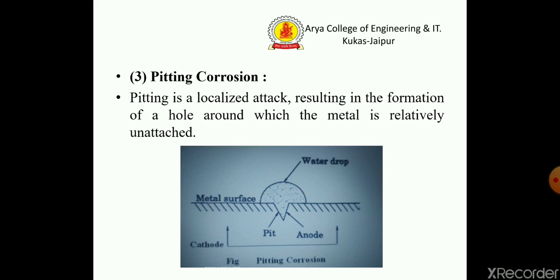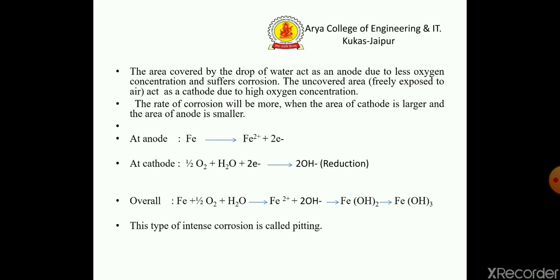The third corrosion is pitting corrosion. Pitting is a localized attack resulting in the formation of a hole, around which the metal is relatively unattacked. The area covered by the drop of water acts as anode due to less oxygen concentration and suffers corrosion. The uncovered area acts as cathode due to high oxygen concentration. The rate of corrosion will be more when the area of cathode is larger and the area of anode is smaller.